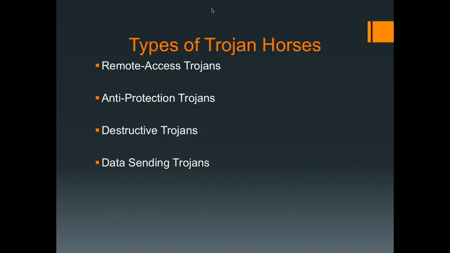A few different types of Trojan horses that I found. There are remote access Trojans, which are the most common and the most dangerous. They run invisibly to gain control of the host PC and just to cause more problems. There are anti-protection Trojans, which are designed to disable firewalls, as well as antivirus software, and also filters. There are destructive Trojans, which are instructed to automatically delete core system files in an operating system.